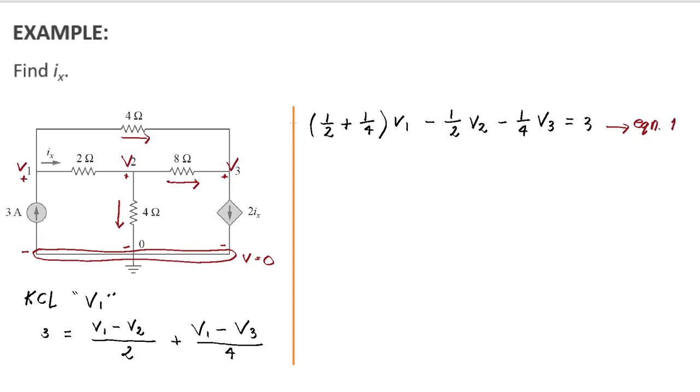How about for equation 2? So let's do KCL at node V2. KCL at node voltage V2. So what are the currents that enter V2? We have Ix, expressing that as V tail minus V head over resistance. That would again be the same as this one. Of course, that is Ix. So that would be V1 minus V2 over 2.